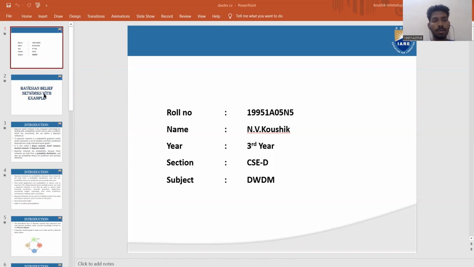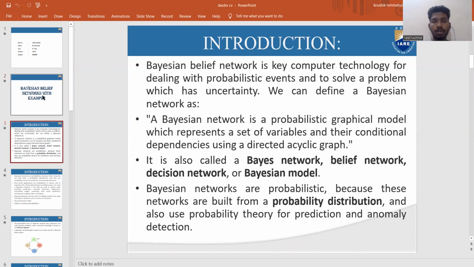My topic is about Bayesian belief networks with an example. Coming to the introduction, Bayesian belief networks are a key computer technology for dealing with probabilistic events and to solve problems which have uncertainty.